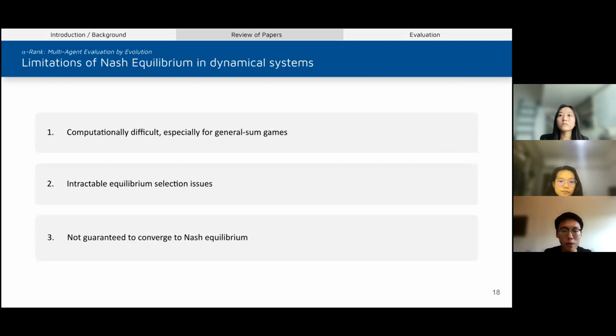Although Nash equilibrium can be solved in polynomial time for zero-sum games, it is often not the case for general-sum games, such as cooperative games, which maximize the total utilities. In this case, Nash equilibrium selection will often be intractable, and there is also no guarantee of a solution that can converge to such a single optimal equilibrium point.